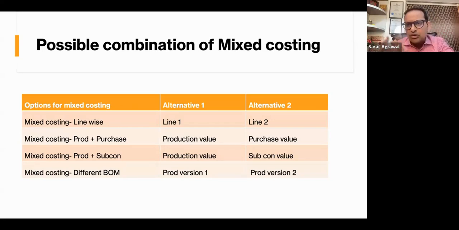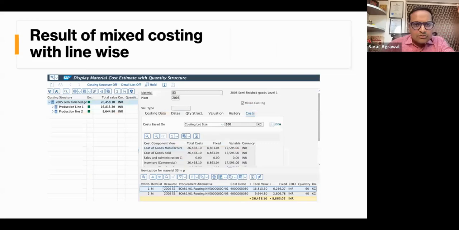So the more alternatives we have, the more and more combinations we can build in the system. So this is, let's say, subcon also we can create and we can have an alternative option for that. So in the same scenario, let's say we have two different BOMs, two different routings. So everything is possible for the case of a mixed costing. So this is the result in which we can get the mixed costing.